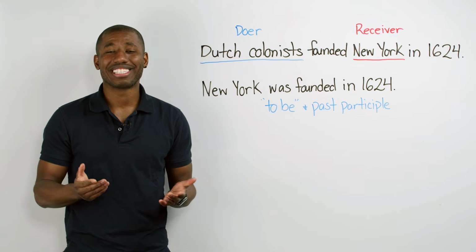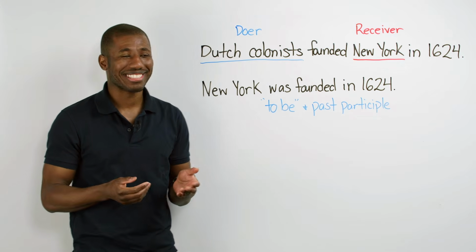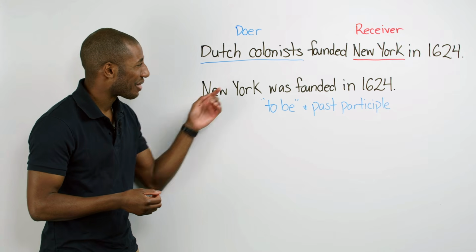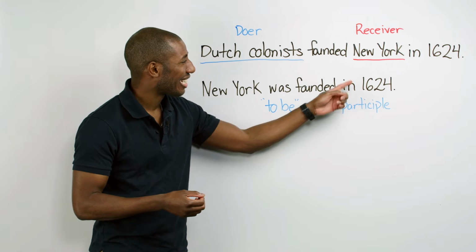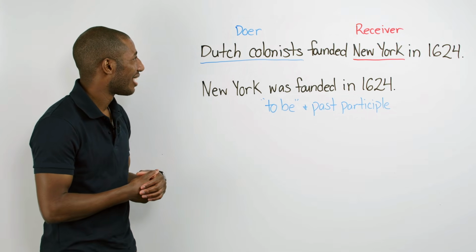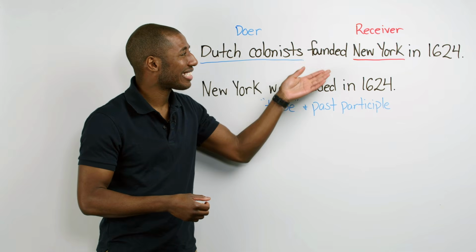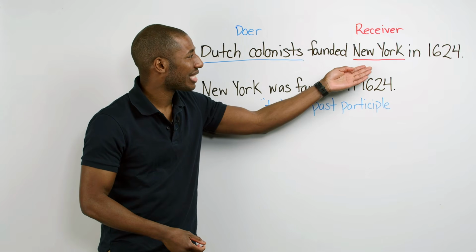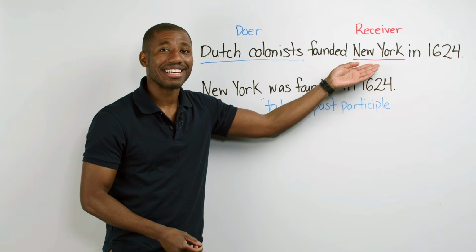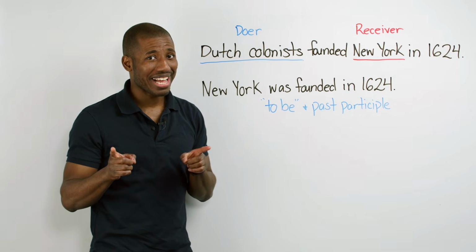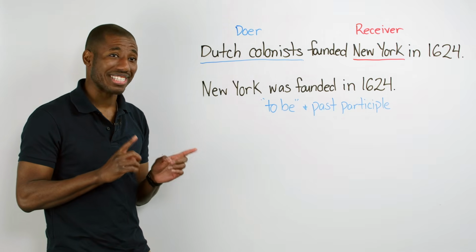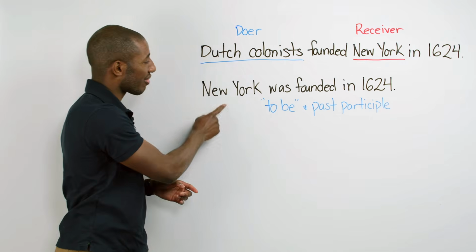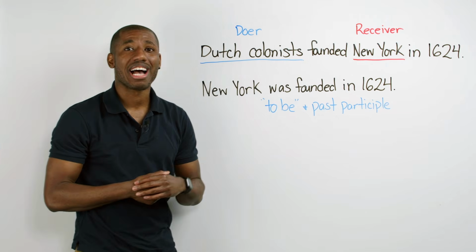Here is our sentence written in the passive voice. New York was founded in 1624. So in our active voice sentence, New York is the receiver and written at the end of the sentence. Well, now, in our passive voice sentence, New York is brought to the front because it is now our focus.